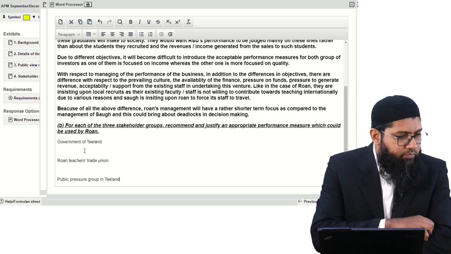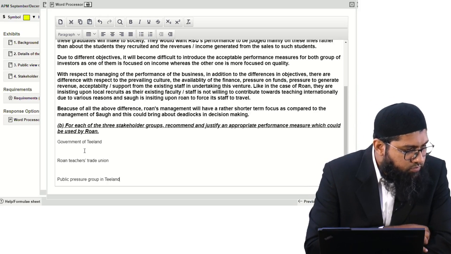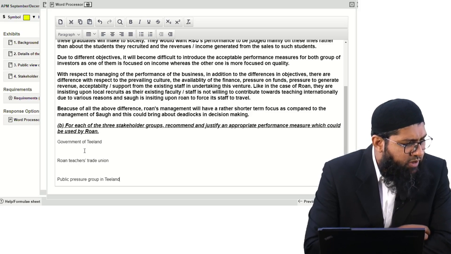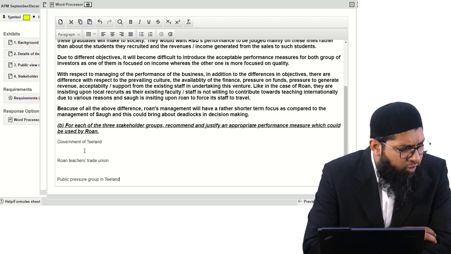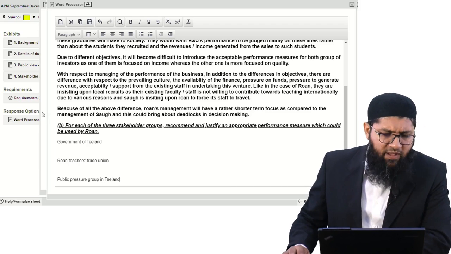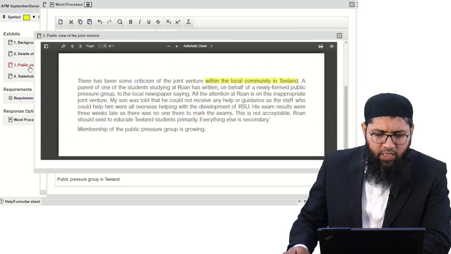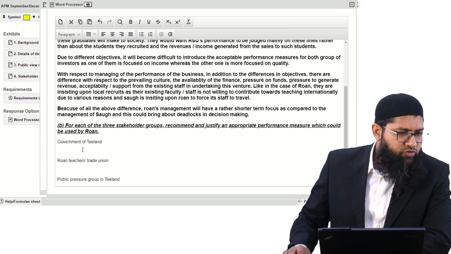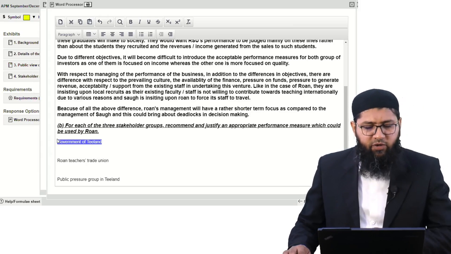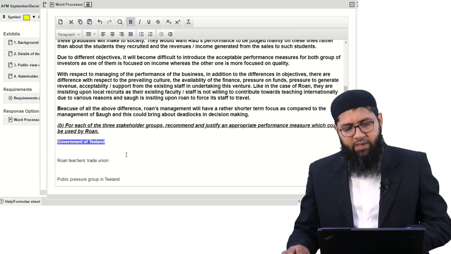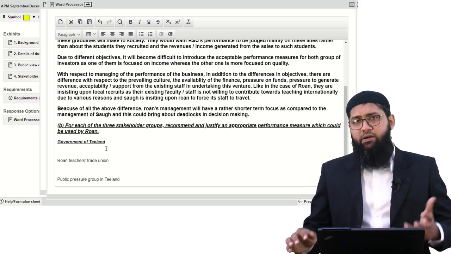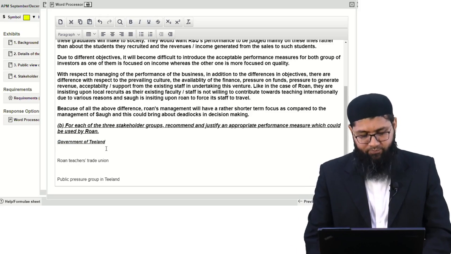okay, you can take it as it is. You don't have to validate it because they have already done the classification. They have not asked us to do that. All they have asked us to do is tell them about the performance measure. Now, what should be the performance measure for the government of T-Land? My question to you people, what should be the performance measure for the government of T-Land and why?